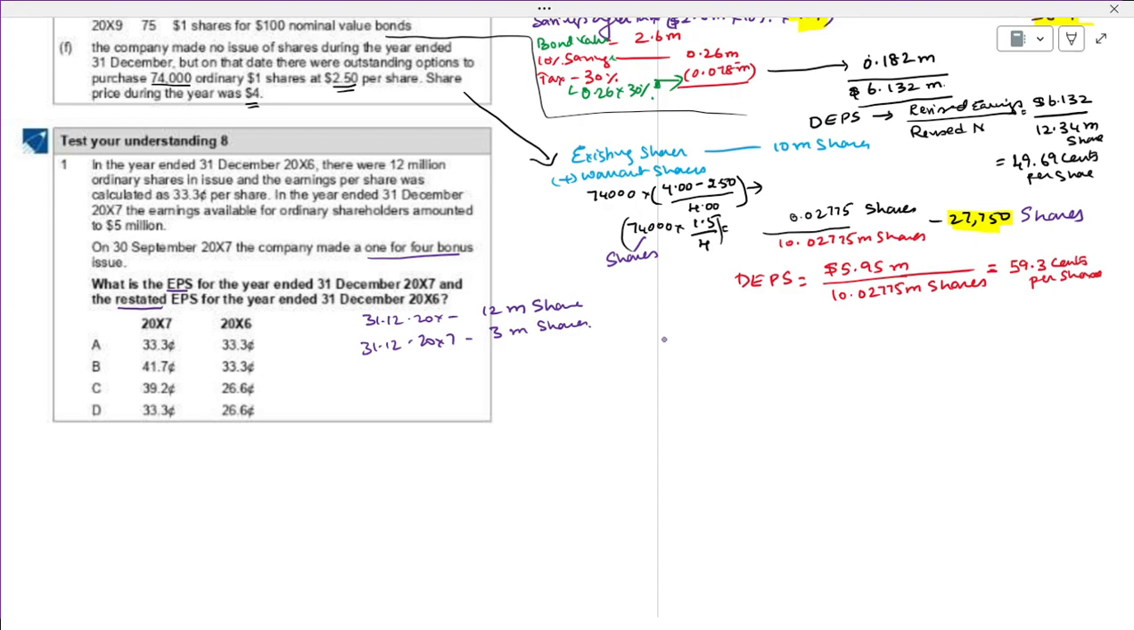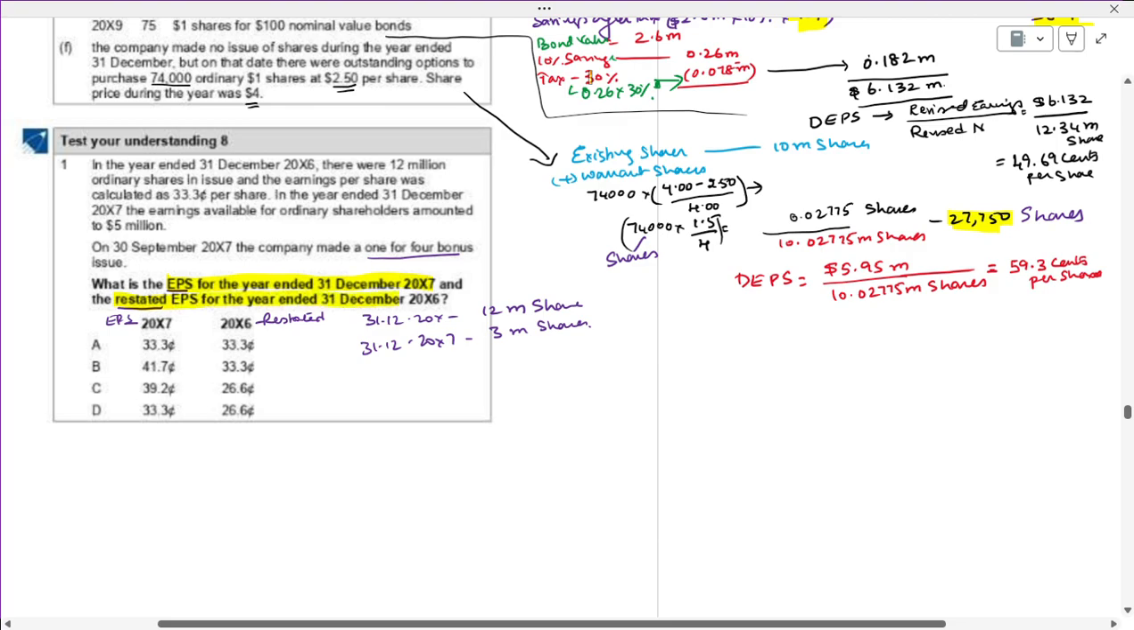2006, 2007. This is the EPS, and this is the restated EPS. They have mentioned it very clearly, no confusion. One, they are talking about EPS for 2007. The second one, they are talking about EPS for 2006. Is that the EPS for 2007?